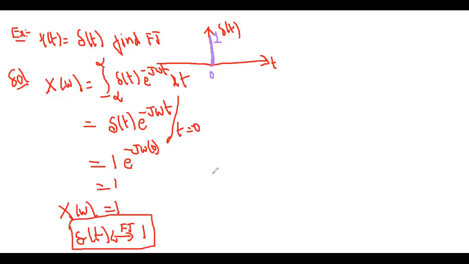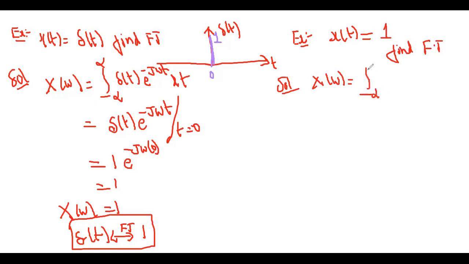The time function is an impulse, and the frequency is constant 1. Now, how do we find the Fourier transformation of 1? If time is 1, what is the frequency? Directly, you can substitute in the definition of the Fourier transformation: x of omega is the integral from minus infinity to infinity of 1 into e power minus j omega t dt. Applying the integral gives e power minus j omega t by minus j omega, with upper limit infinity and lower limit minus infinity. So it is not satisfying the Dirichlet conditions, so you go for the indirect method.